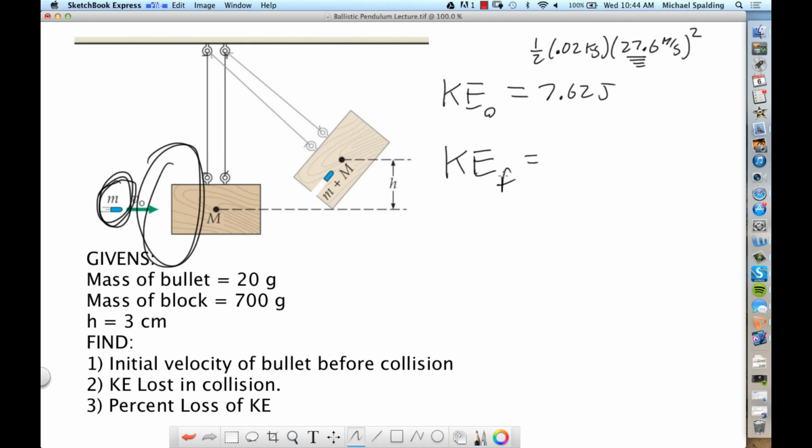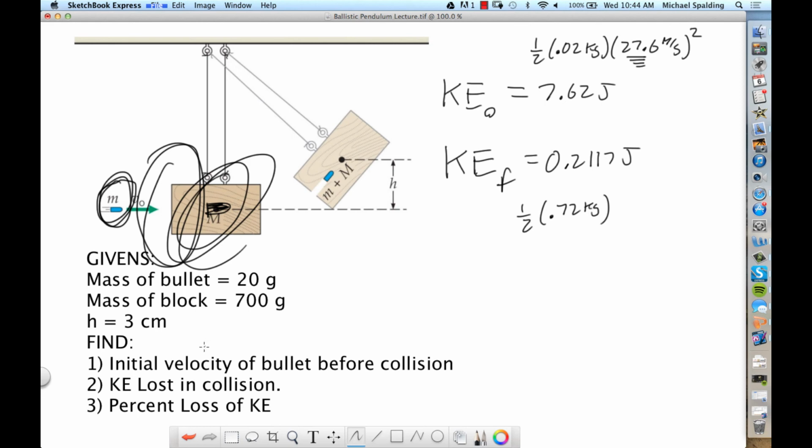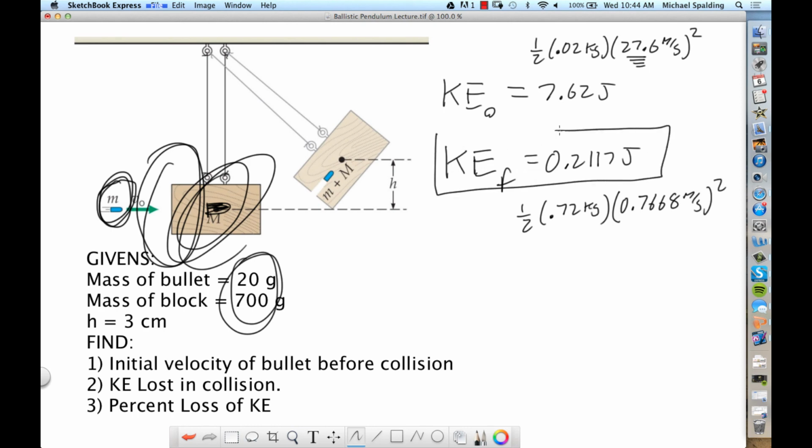Now, after the collision, what has kinetic energy? The bullet-block combo. The bullet is inside the block, so that comes out to be 0.2117 joules. How did I get that? 1/2 times 0.72 kilograms. Where did I get 0.72? You have to add the masses and put them in kilograms. 0.72. Velocity after the collision, we found it out already. It is 0.7668. We calculated that already. And then that comes out to be 0.2117.